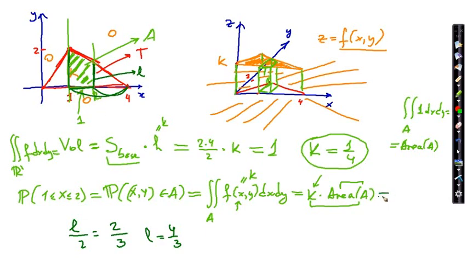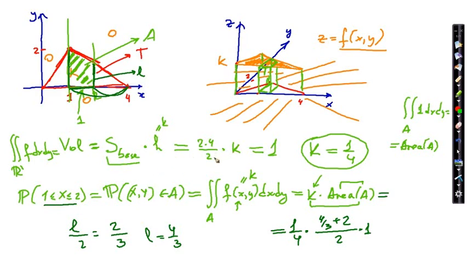So this will give the following: k was 1 over 4 times the small base 4 over 3 plus the long base 2, over 2, times the height. The height is 1. So this is the probability that our point is in this region A, or x is between 1 and 2.